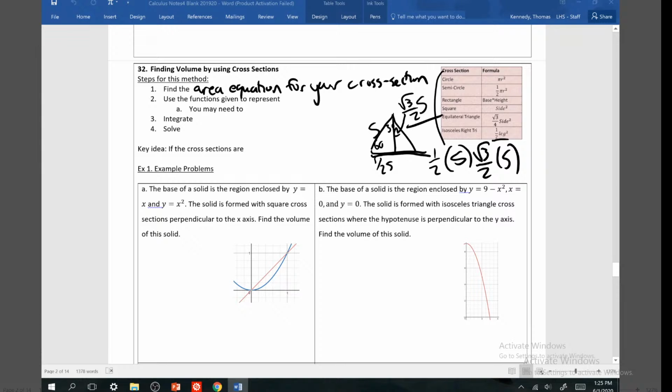Isosceles is actually even easier, because isosceles means these two sides are the same and the hypotenuse is √2 times side, so it's a little longer. And base and height are just S, so it's 1/2 S times S in this case, which works out really nicely as 1/2 legs squared or 1/2 side squared.